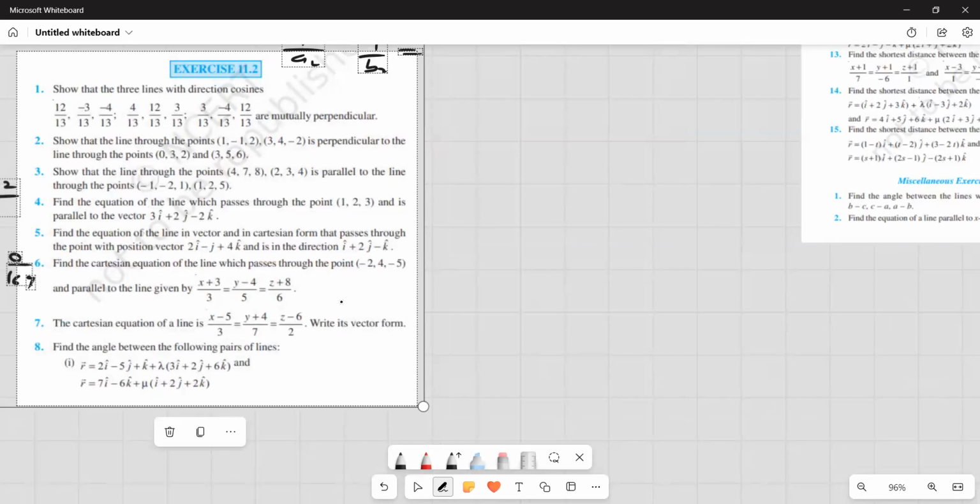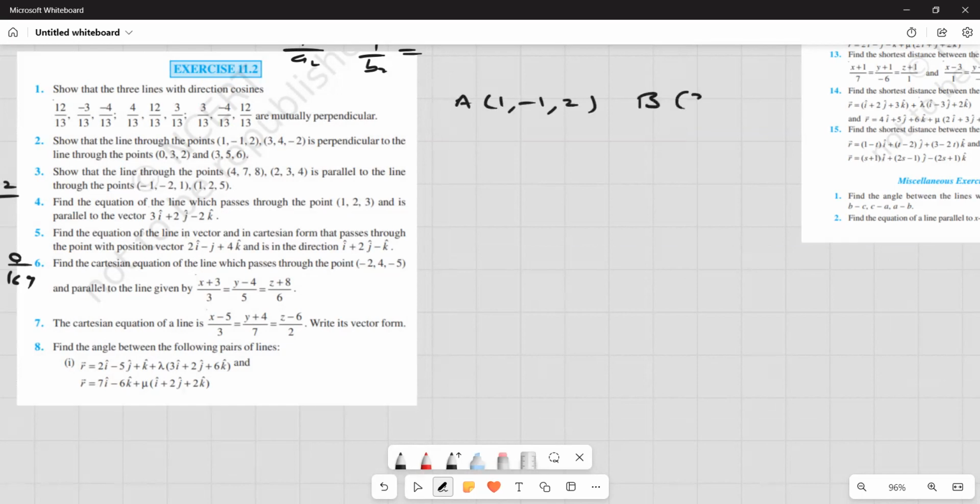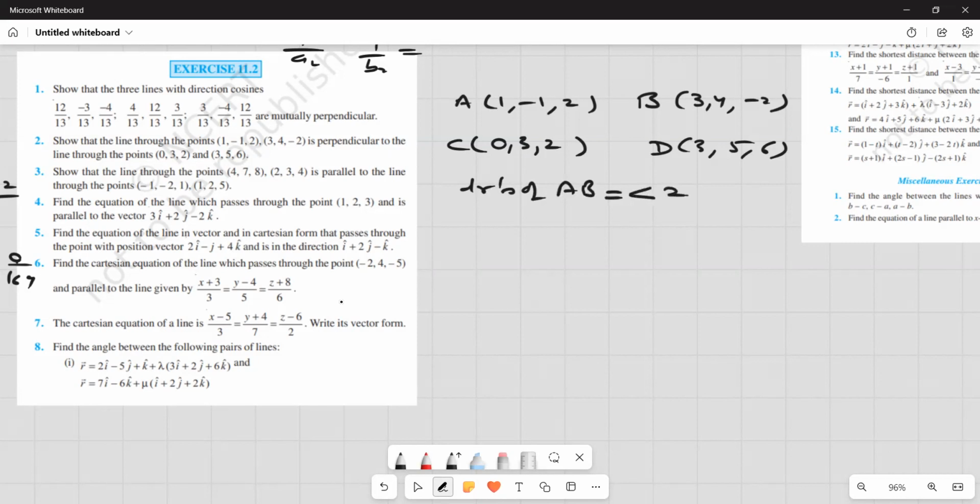the line is this. So let us take point A as 1, minus 1, 2, B as 3, 4, minus 2. This is perpendicular to the line through the point. So let us take C as 0, 3, 2, and D as 3, 5, 6. So DRs of AB, x2 minus x1: this is 3 minus 1, 2; 4 minus minus 1, so it is plus, 5; minus 2 minus 2, minus 4. DRs of CD, that is 3 minus 0, 3; 5 minus 3, 2; 6 minus 2, 4.